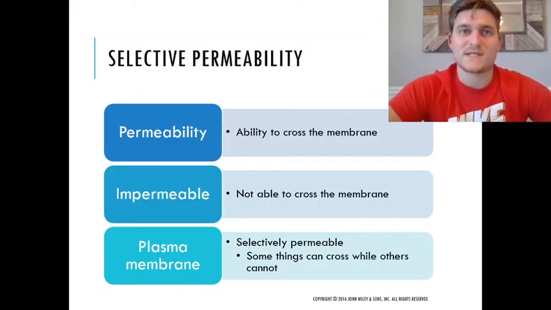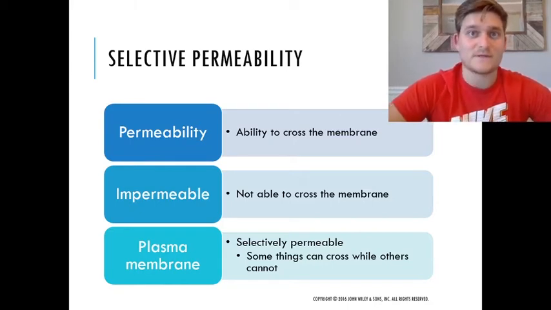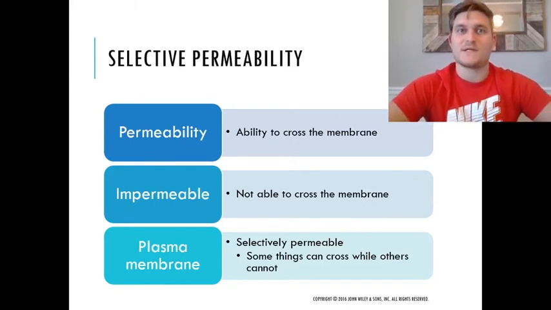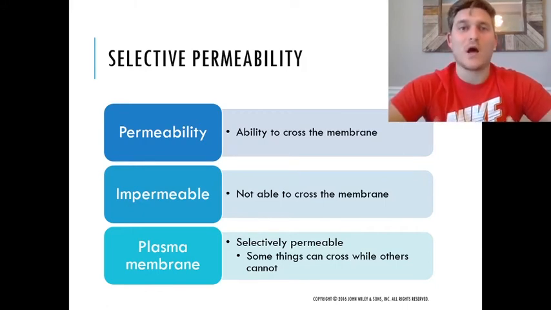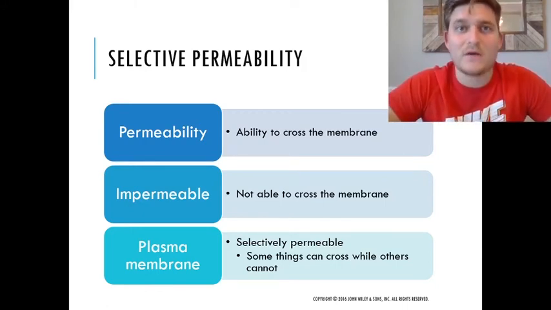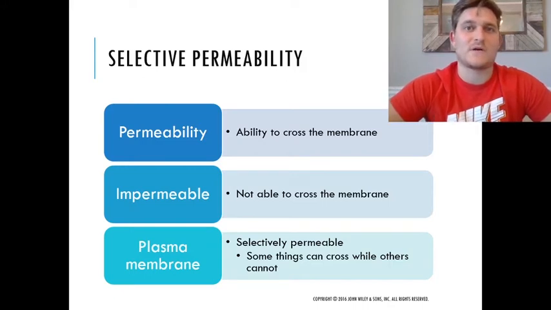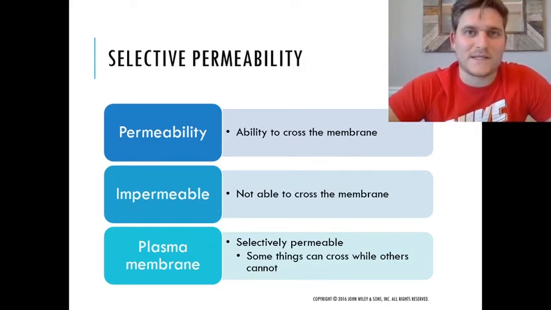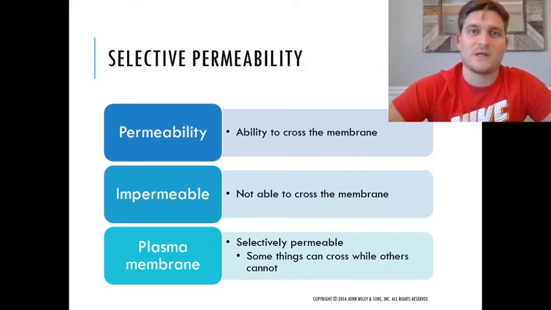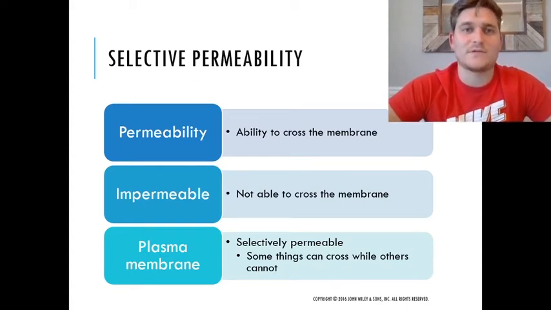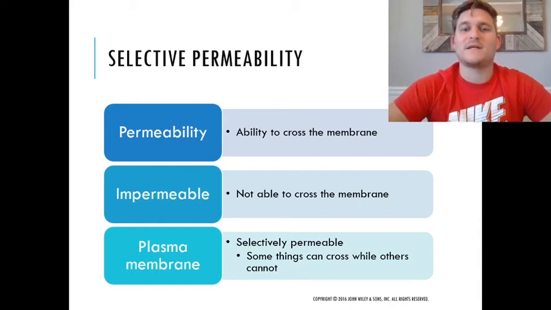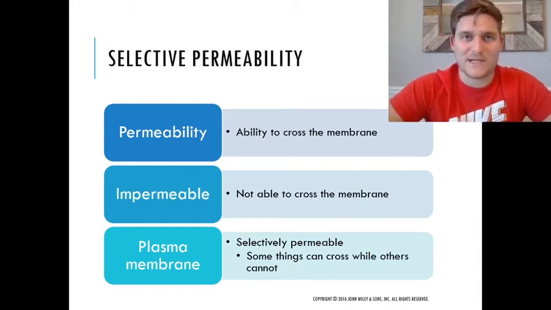Before we discuss things moving in and out of the cell, we have to discuss permeability, which is the ability for a molecule or an ion to cross the plasma membrane. And our membranes for our cells are selectively permeable, meaning that some things can move freely across the membrane and other molecules and materials are impermeable, meaning that they are not able to cross the plasma membrane.